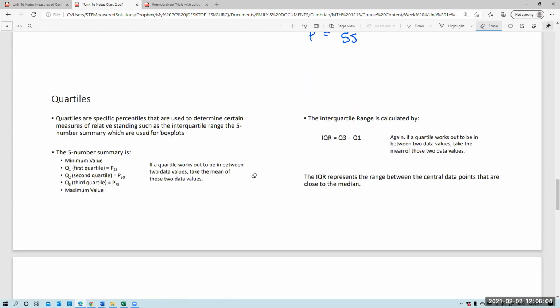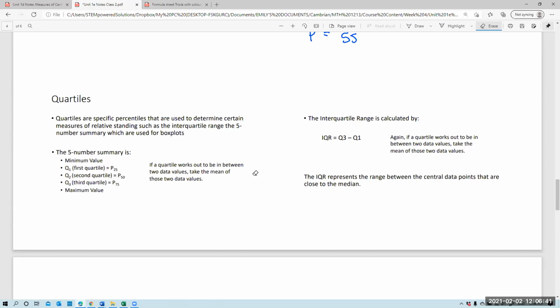Okay, quartiles. Quartiles are specific percentiles that are used to determine certain measures of relative standing, such as the interquartile range and the 5-number summary, which are used for box plots. The 5-number summary is the minimum value, Q1, the first quartile, P25, Q2, the second quartile, P50, Q3, the third quartile, P75, and the maximum value. If a quartile works out to be in between two data values, take the mean of these two data values.